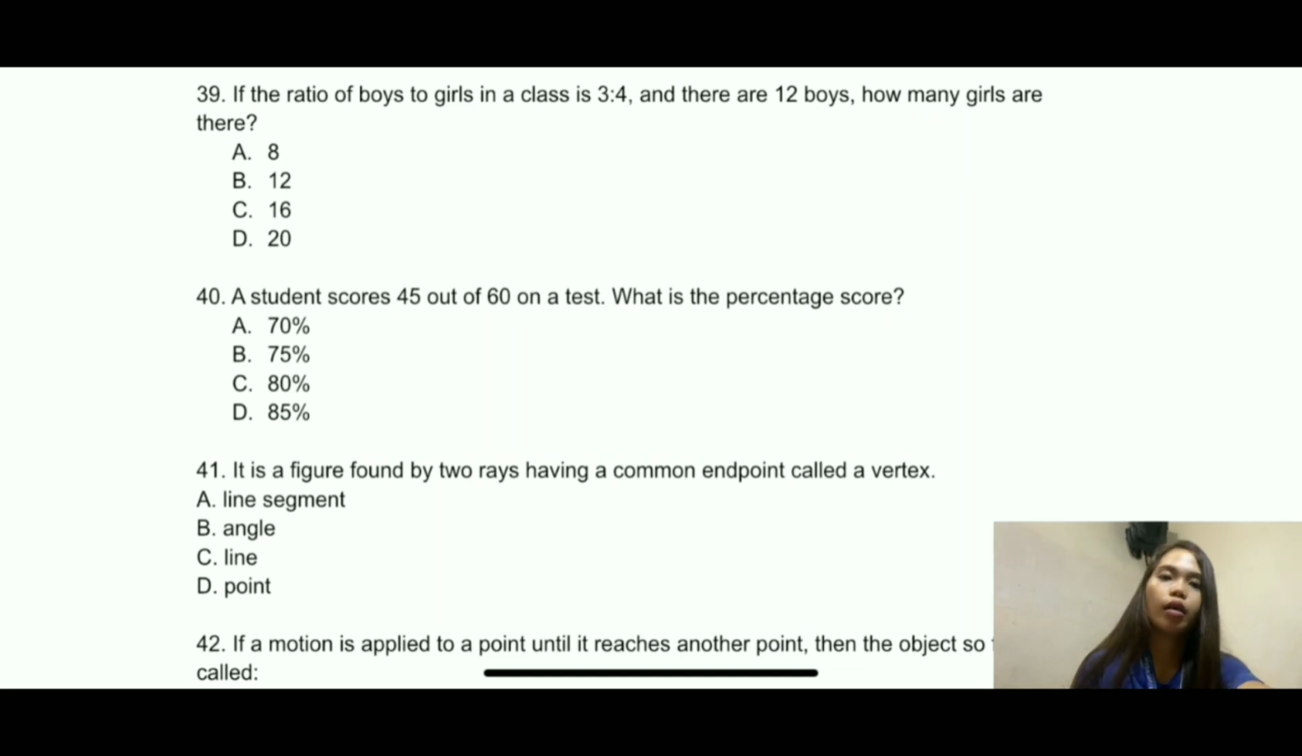And letter D, point. A point is a single location with no dimensions or rays. So this is not the correct answer. The correct answer for number 41 is letter B, angle.